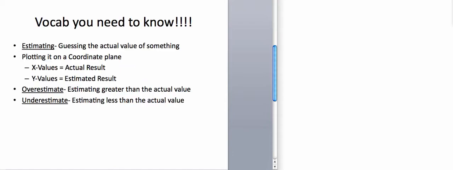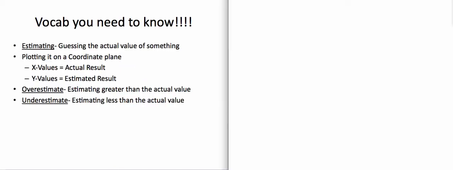Okay, ladies and gentlemen, the last section in section 1 chapter 1 deals with the idea of estimating. This section will be hopefully fairly straightforward and simple for you. Not very much vocab. We know estimating is guessing the actual value of something. All right, so when we estimate, we're trying to figure out what it is without actually taking the measure of it.